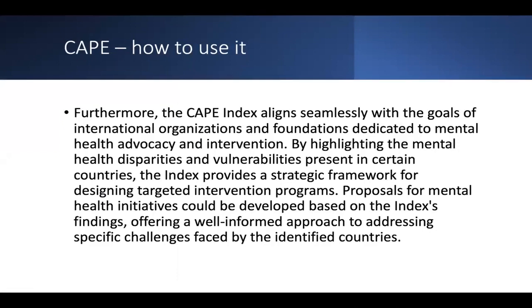Furthermore, the CAPE Index aligns seamlessly with the goals of international organizations and foundations dedicated to mental health advocacy and intervention. By highlighting the mental health disparities and vulnerabilities present in certain countries, the index provides a strategic framework for designing targeted intervention programs. Proposals for mental health initiatives could be developed based on the index findings, offering a well-informed approach to addressing specific challenges faced by the identified countries.